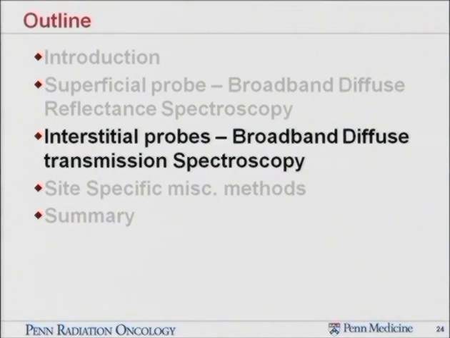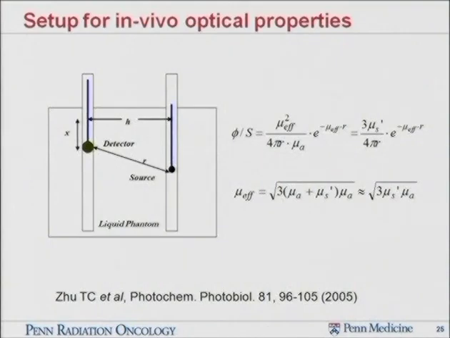So the next one that can be done uses so-called broadband diffuse transmission spectroscopy. The method is to introduce a light source into the tissue, and then scan an interstitial detector at a known distance from the light source. If one knows the strength of the point source, you can do just one scan and determine the relationship between the mu-a, mu-s prime, and the measured results.